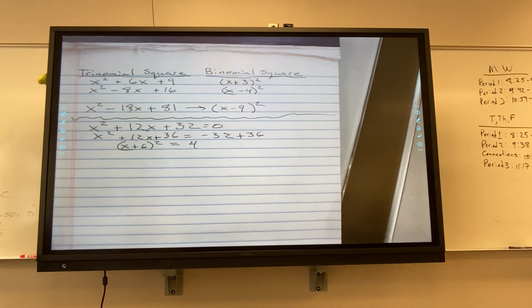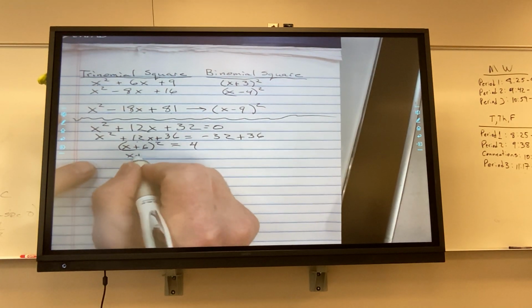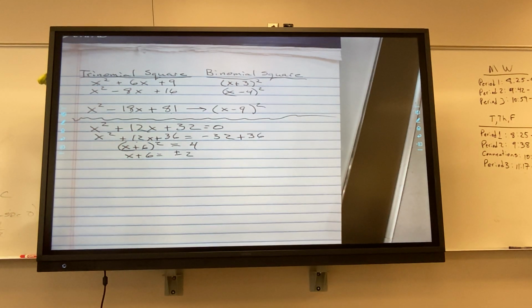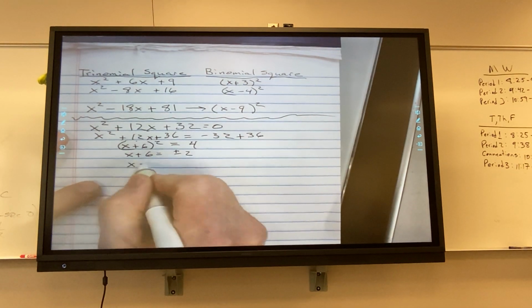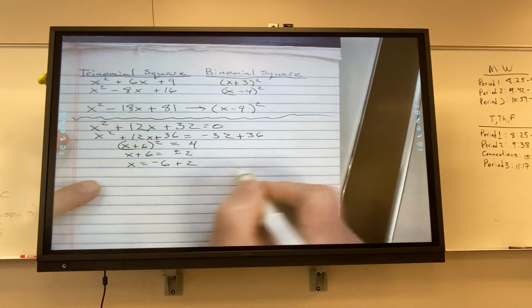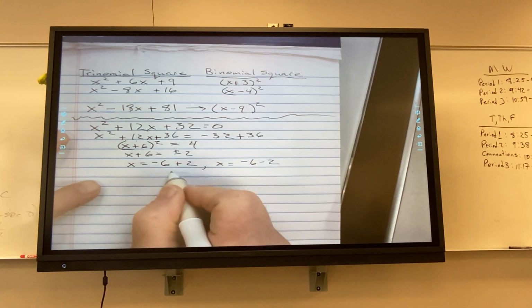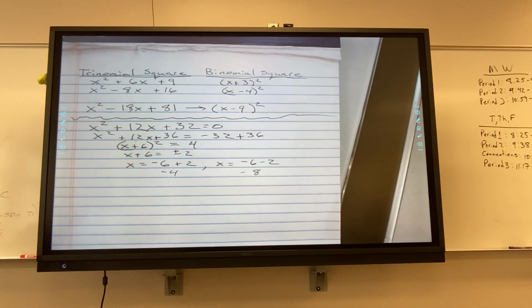Everybody with me so far? And then I would solve, and this would have to be plus or minus 2, because 2 times 2 is 4, and a negative 2 times a negative 2 is 4, correct? And then I would subtract 6, and I would say, hey, I got two answers, a negative 6 plus 2, and a negative 6 minus 2. And I would come up with my negative 4 and my negative 8. Have you seen that before? Okay? I think I have. You think you have? Yeah.